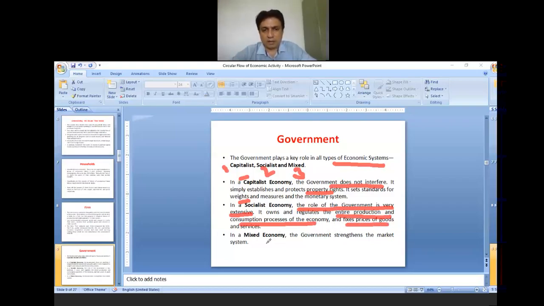But the third is the mixed economy, which is a combination of capitalist and socialist economy. The government strengthens the market system. Some good points are taken from the capitalist economy, and some points are taken from the socialist economy. So that is considered the mixed economy.